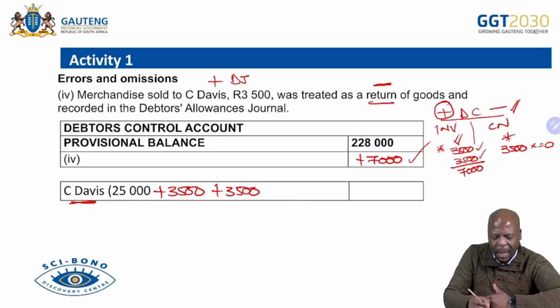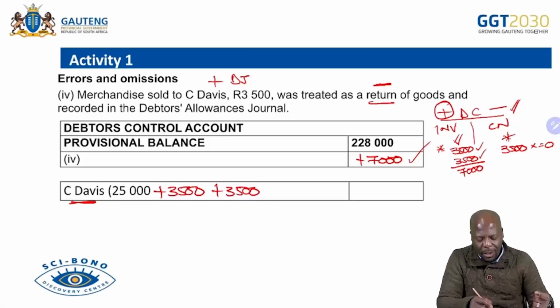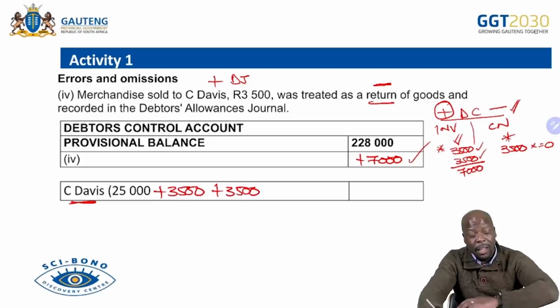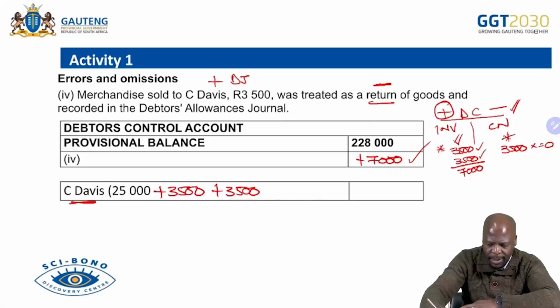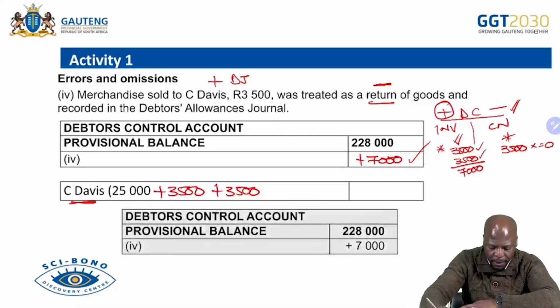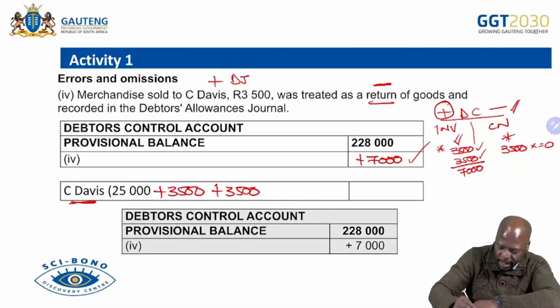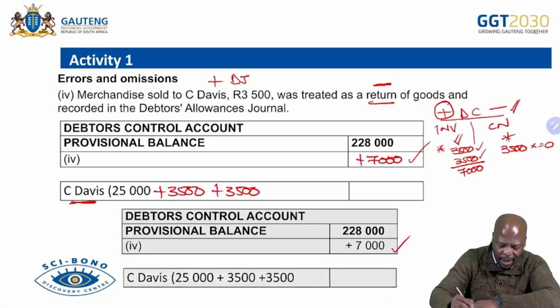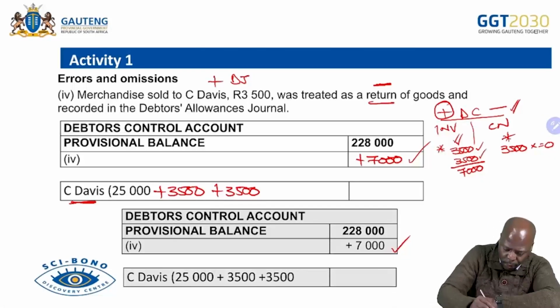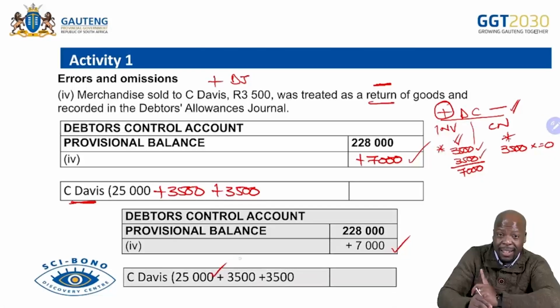Some of you would have simply come and said plus 7,000. That will still be very correct. Let's see how it should appear if it is neatly written. There it is, plus 7,000. Let's see what happens in the list. There you go. You start off with the 25,000. Don't forget that, learners. And then you come to a 3.5 and another 3.5.